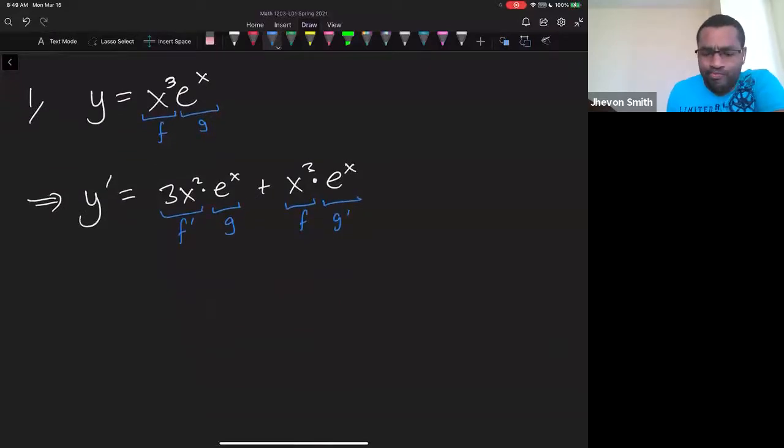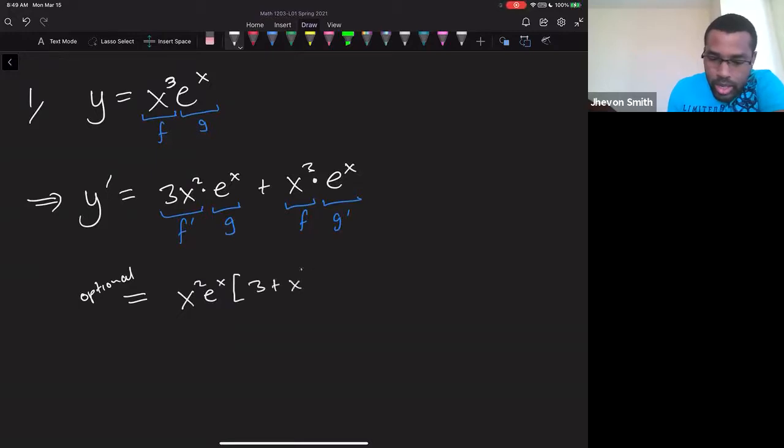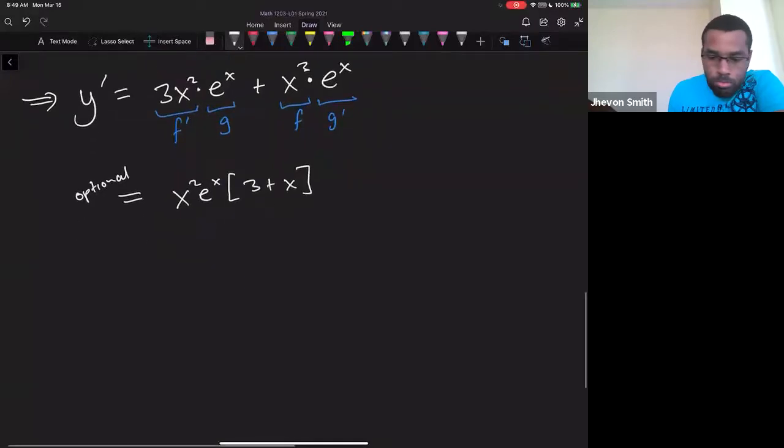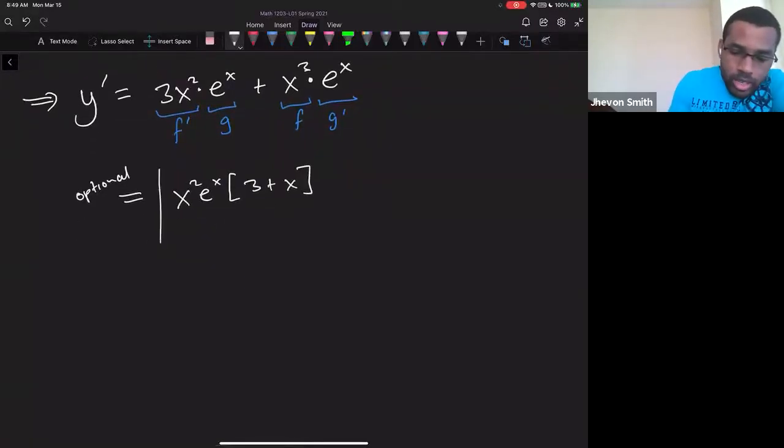Yeah, that's pretty much it. Optionally, you could factor out an x squared e to the x, and you'd be left with 3 plus x if you wanted to. But that's the answer.